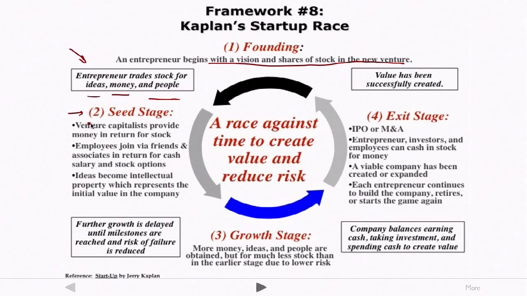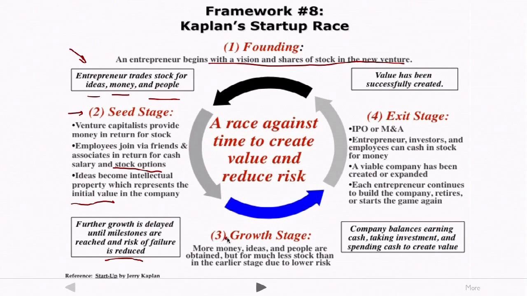Venture capitalists or angel investors might provide money in return for some of that stock. Employees join and will earn stock options as a result. Ideas become the intellectual property, which creates the initial value in the company. Further growth doesn't happen until we start hitting some additional milestones. These milestones are either going to reduce risk or generate additional value. As we achieve milestones, we reach the growth stage.